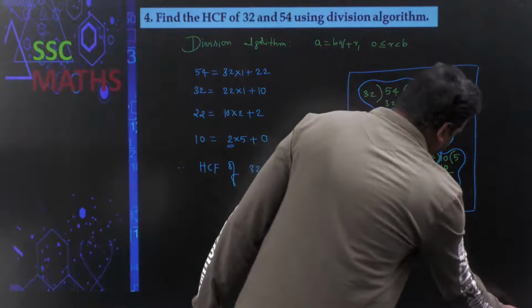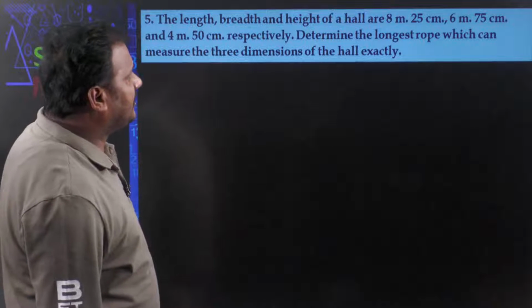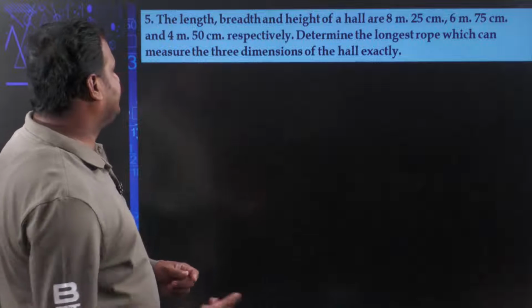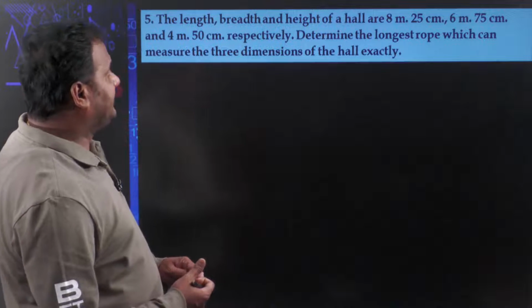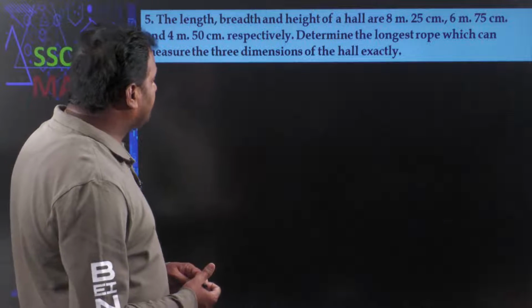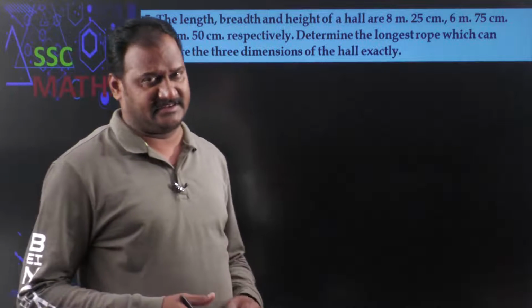Good. Next, coming to the next problem. The length, breadth and height of a hall are 8 meters 25 centimeters, 6 meters 75 centimeters, 4 meters 50 centimeters respectively. Determine the longest rope which can measure all the 3 dimensions of the hall exactly. What do you mean by that?